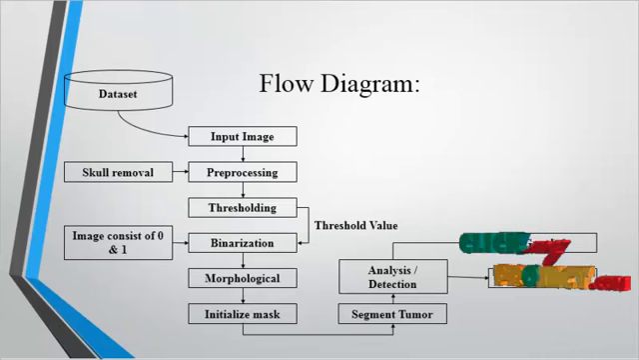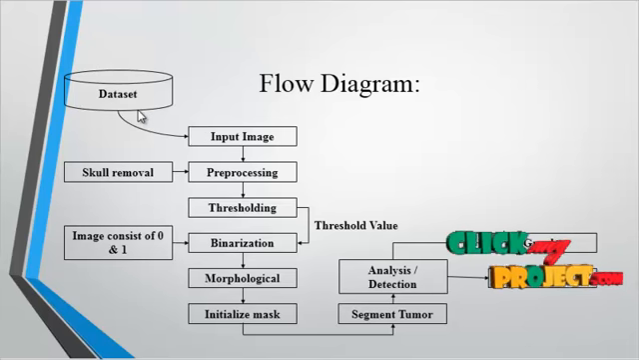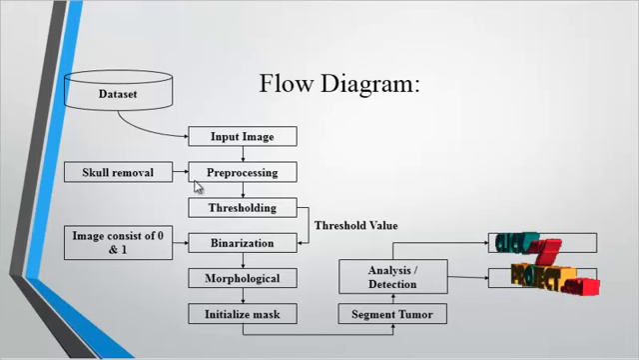Now we are going to discuss the flow diagram for the process. This is the overall flow structure for the process. At first, the input image is taken from the dataset. The dataset is the folder which consists of several images. Then the pre-processing is carried out. In the pre-processing step, we have to do the skull stripping.